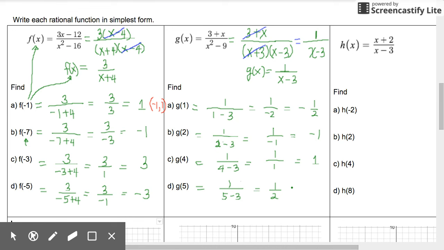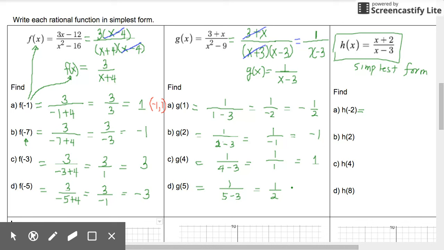All right, so now let's move on to h of x. H of x, we notice that the numerator cannot be factored anymore. The denominator cannot be factored anymore. Therefore, this is already in the simplest form. Now we can just find h of negative 2, h of 2, h of 4, and h of 8.